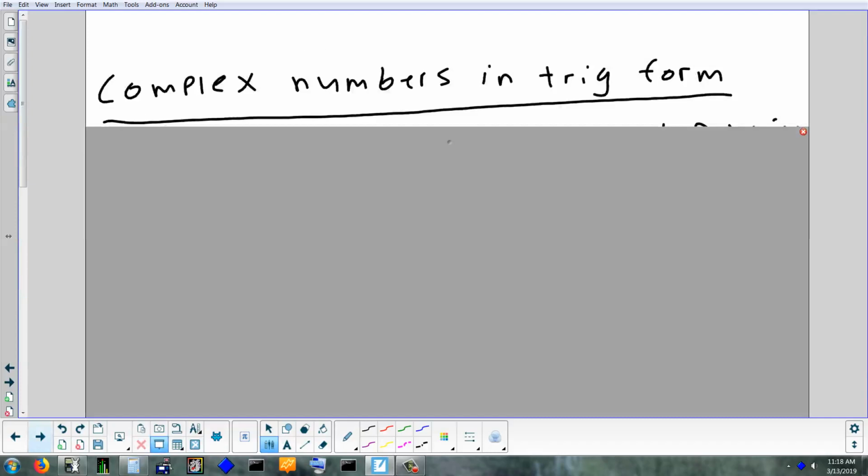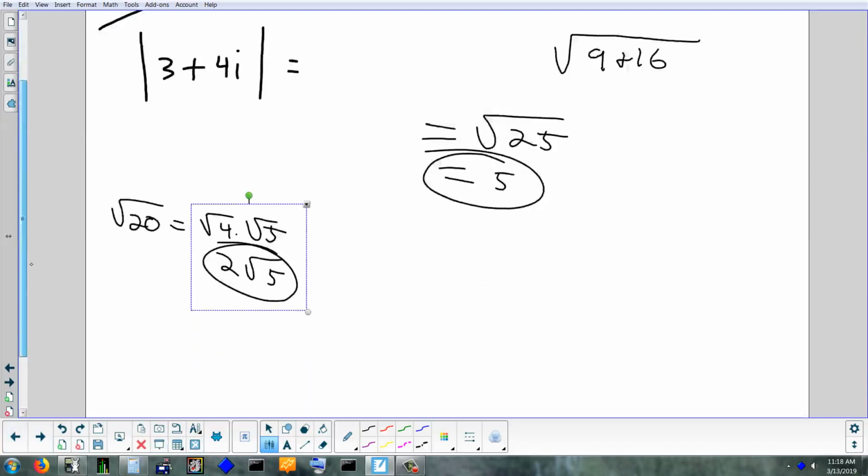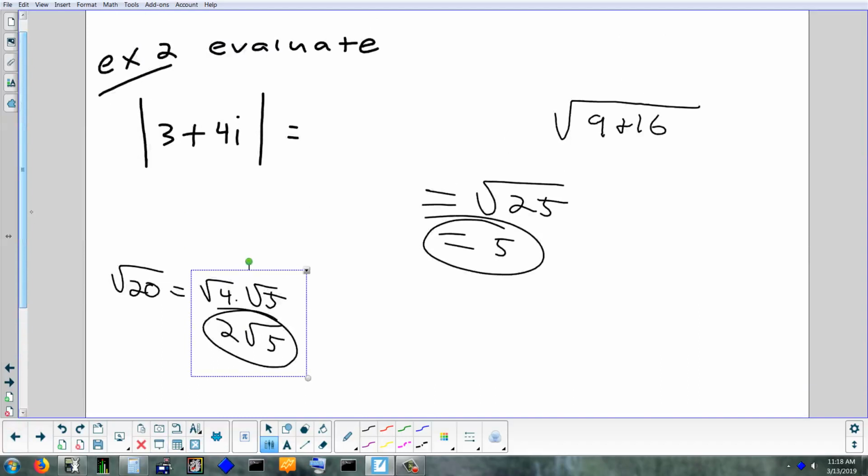So what would we write for our answer to that? Would it be like i equals 5? The answer, just what I circled, just 5. Because remember, absolute value is a distance. So distance is just a number. Not an imaginary number, a real positive number.